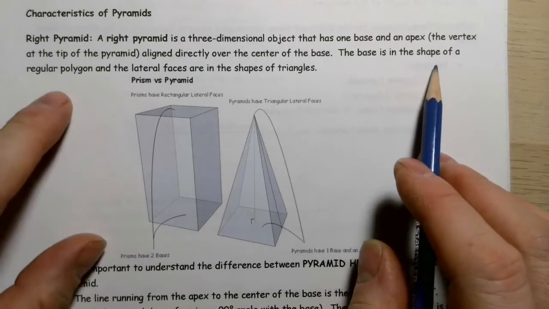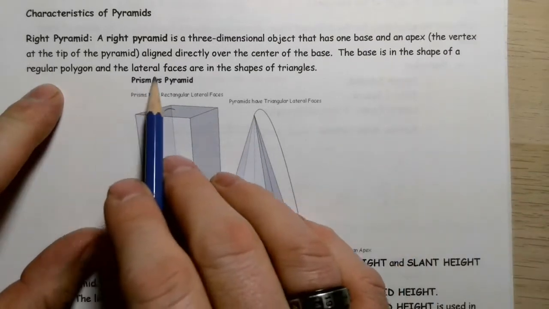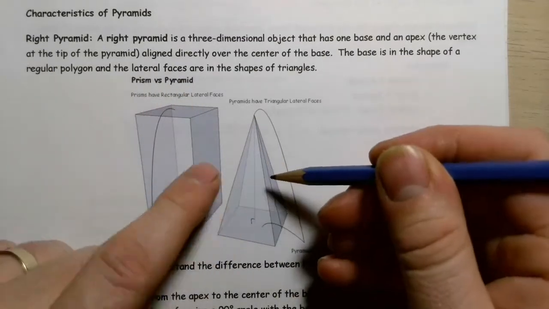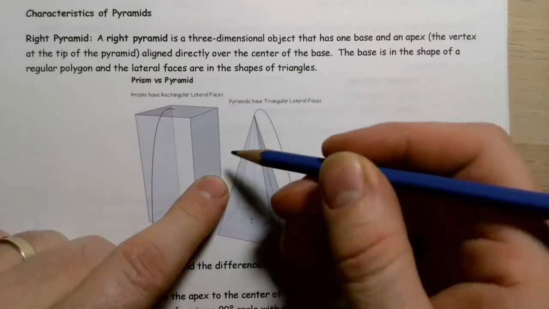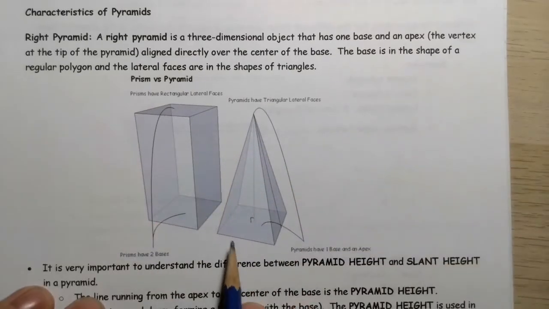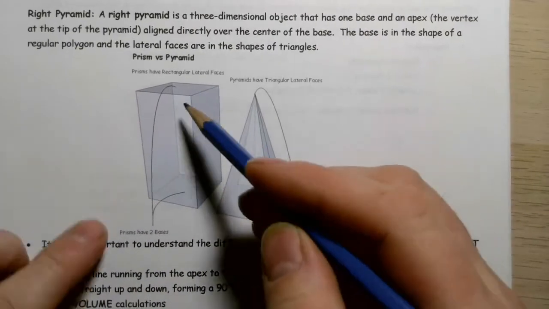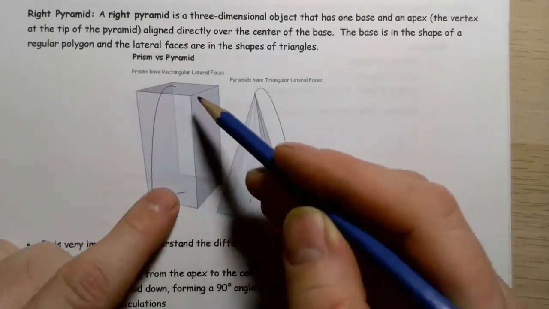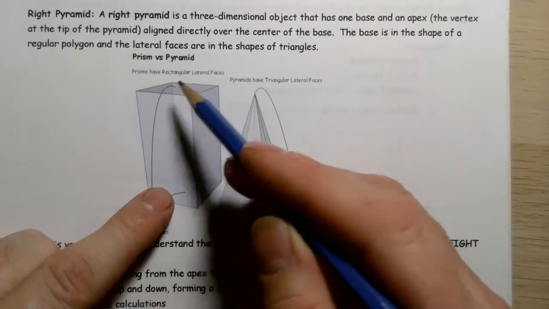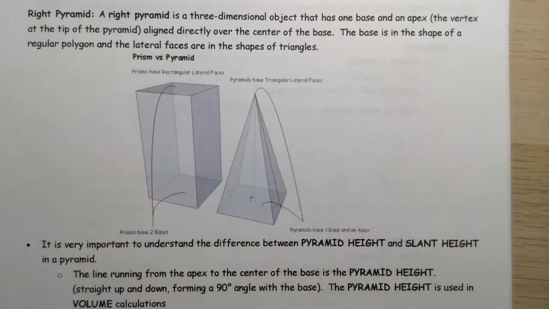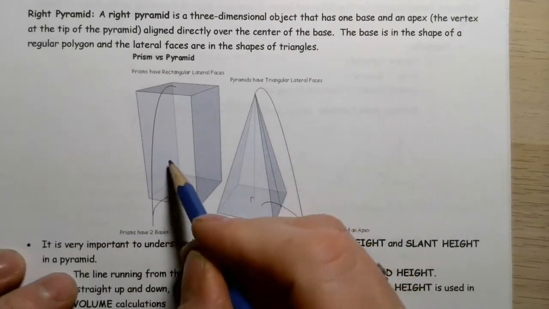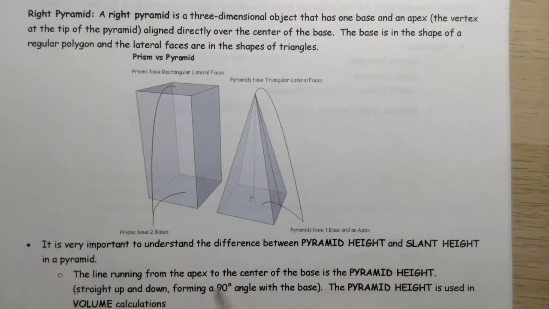So the base is typically in the shape of a regular polygon, and the lateral faces are the shapes of triangles. Lateral meaning to the side. So you've got a base down here, and you've got your sides here. Prisms, like we see in the diagram here, have two bases, your top and your bottom, and then these larger rectangular sides here, those are your lateral faces. In a pyramid, the lateral faces are going to be triangles.